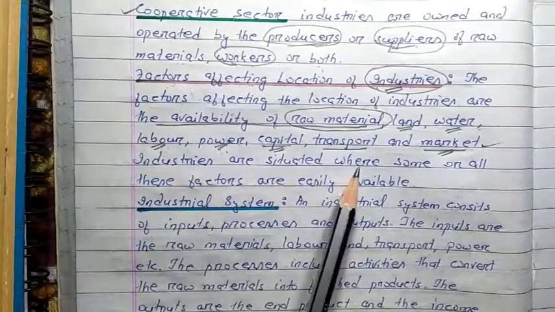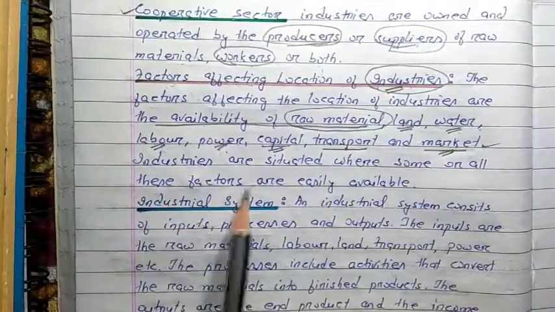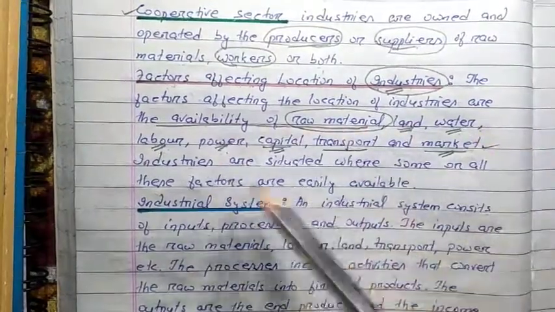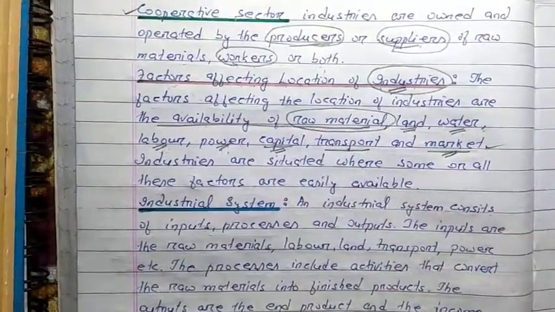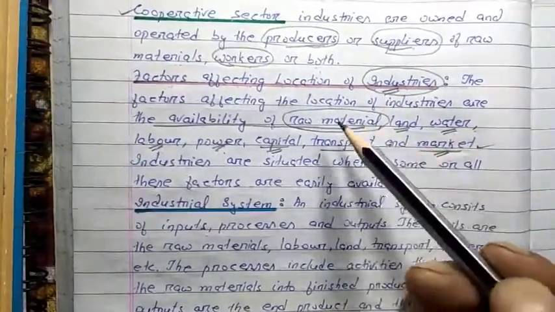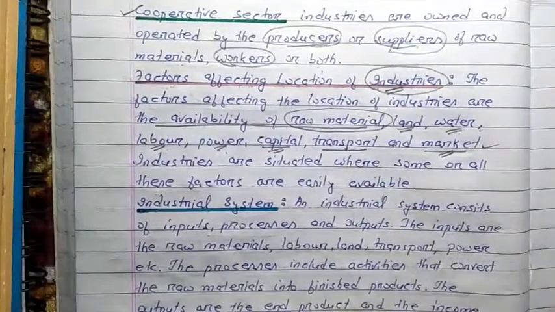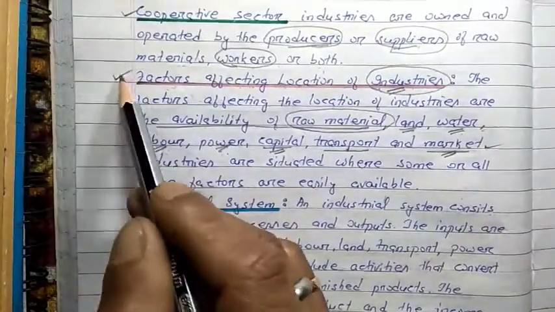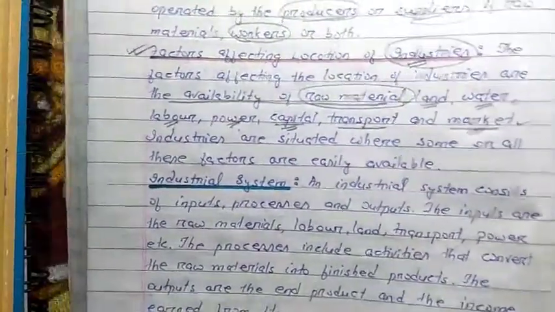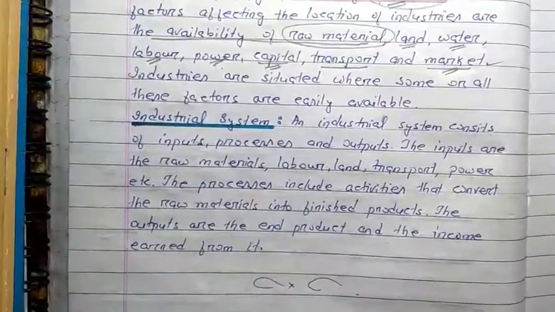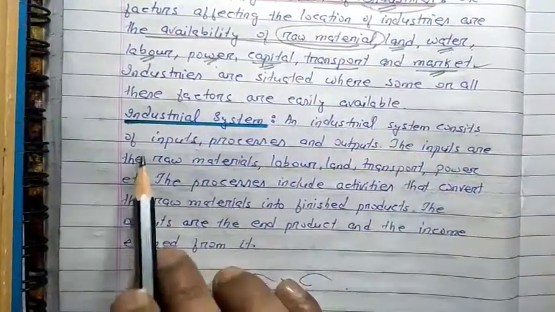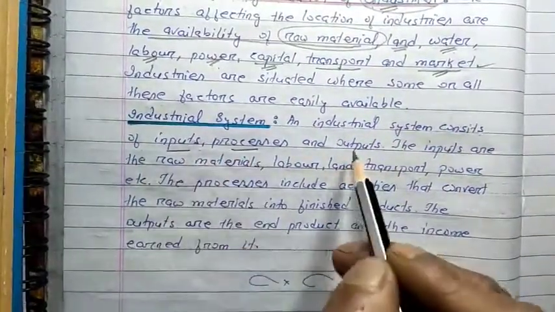Industries are situated where some or all of these factors are easily available, but it is not possible to get all the factors in a particular place. So generally industries are located in those places where some or all of these factors are available. So that's about the factors affecting the location of industries. The last point that we are going to study is the industrial system. An industrial system consists of inputs, processes and outputs.